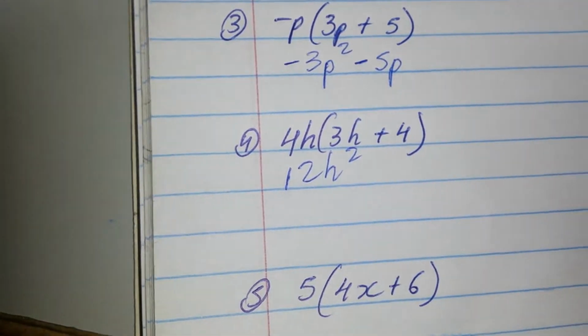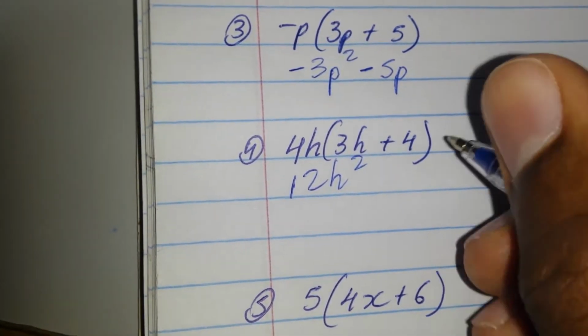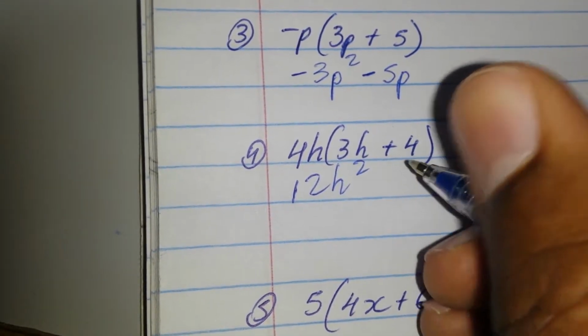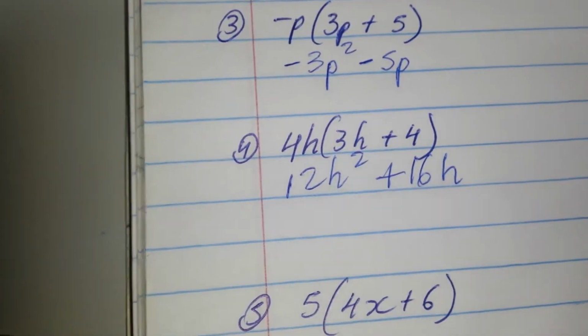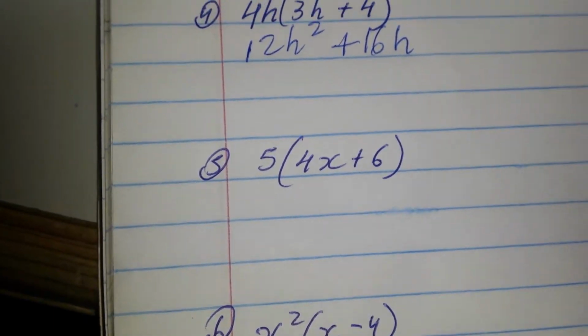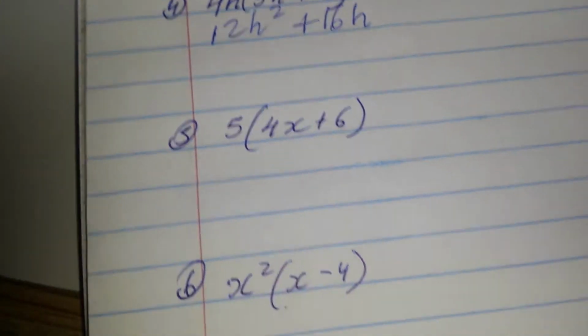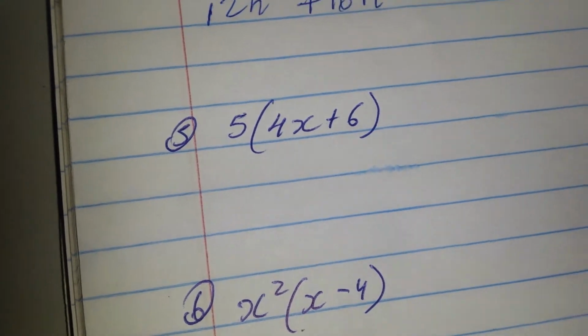So 4h multiplied by 3h, 12h squared. 4h multiplied by 4, 16h. Right, you all with me so far? And I'm just going through because it's simple multiplication, really.